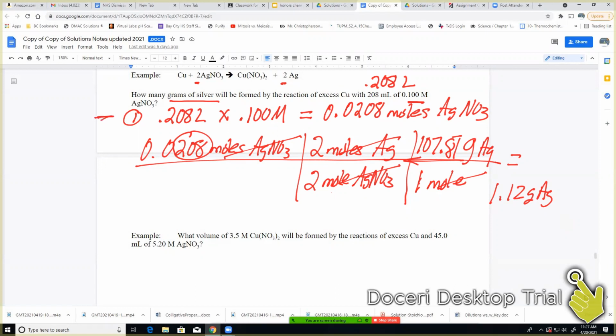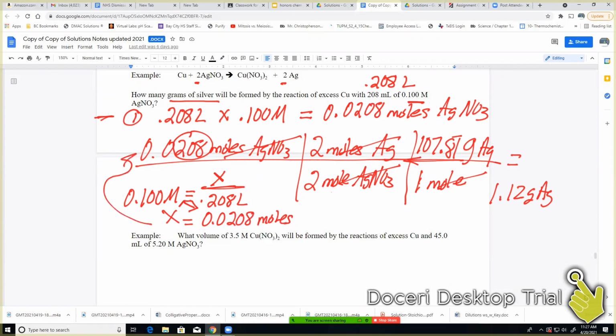If you don't like this way of figuring out how many moles you have, because you have to know how many moles, since that's the only way you can get to this mole to mole ratio and get from your known to your unknown, you could also do it like we did in class. Remember we said there's 0.100 molar. I don't know how many moles, but I do know that I have 0.208 liters. Bring that up, multiply, and you end up with the same thing. X is equal to 0.0208 moles, like we did. And then once again, that will start your problem.